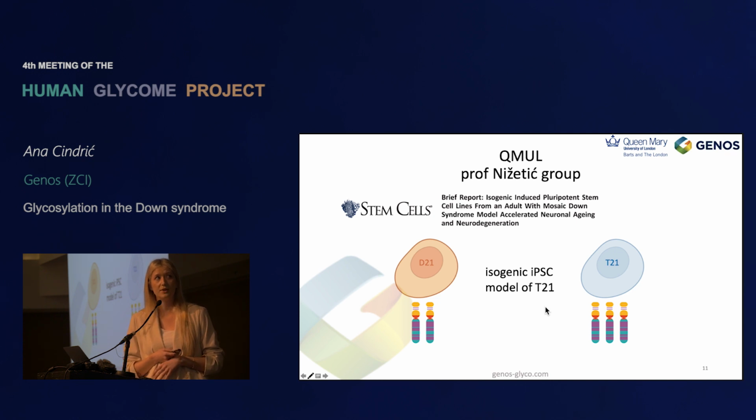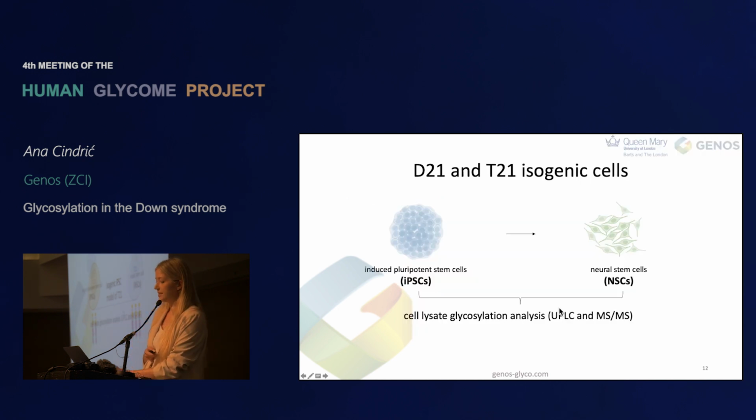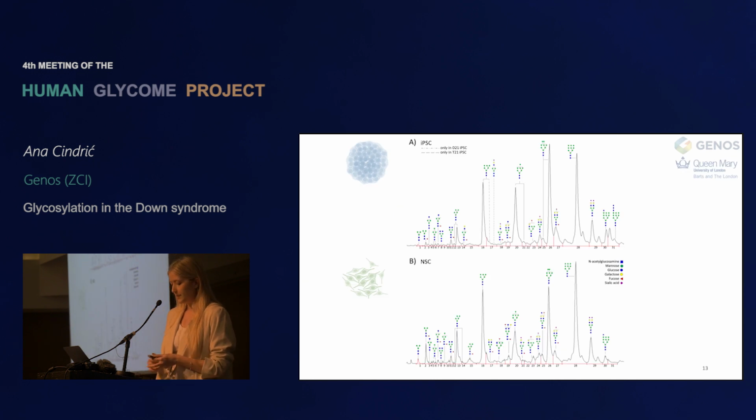So these we call D21 because they only have 2 copies, so they are disomic for chromosome 21. And these we call T21 because they are trisomic for chromosome 21. And we didn't only have induced pluripotent stem cells, we also had neural stem cells that were starting to differentiate into a neuronal pathway. And we did cell lysate glycosylation analysis, again using UPLC, but then after that we had to annotate the glycomes using tandem MS. And what we got here are the 2 chromatograms. They are just representative of all of the chromatograms that I obtained and annotated.